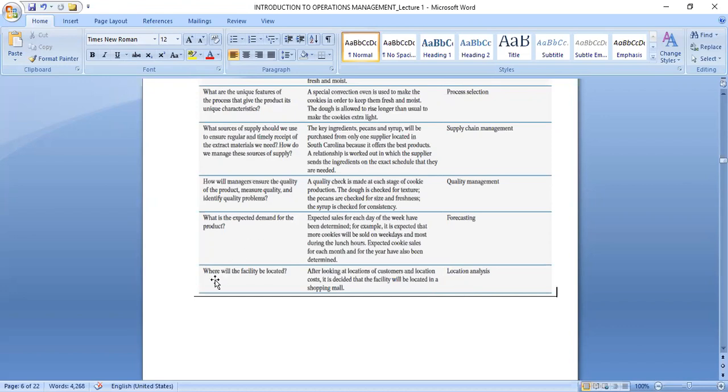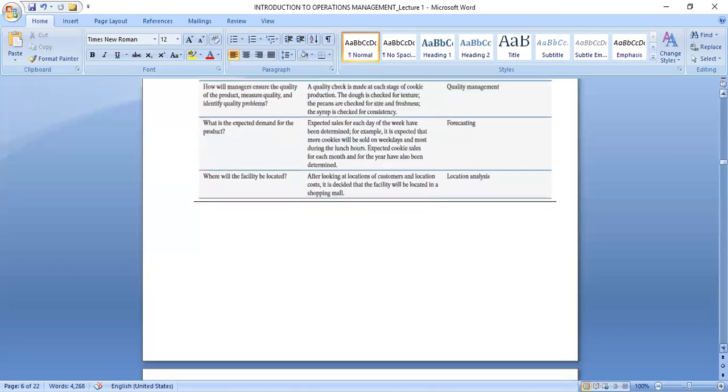So another operations management decision will be in terms of location analysis. And here, this cookie business is asking themselves, where will the facility be located? Of course, they will have to make key decisions on where to locate this cookie business. And at the end of the day, they decide to locate this cookie business in a shopping mall, because that's where they think they will get the market.